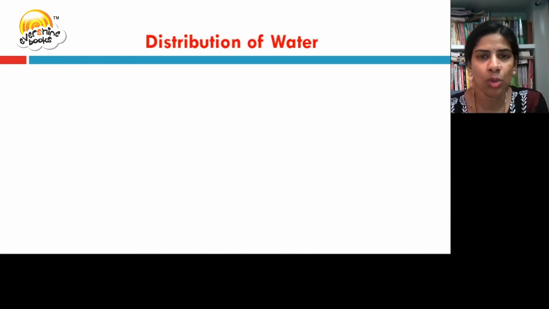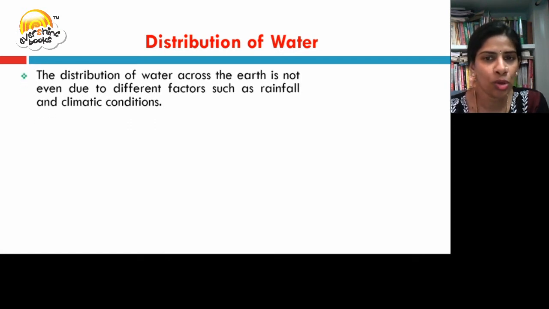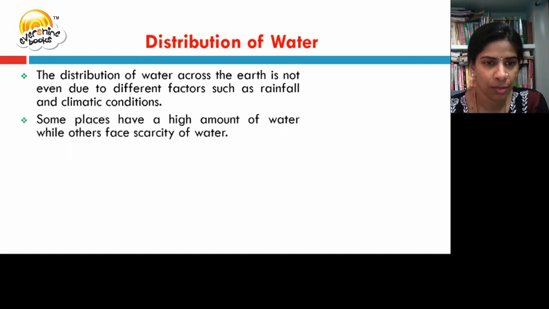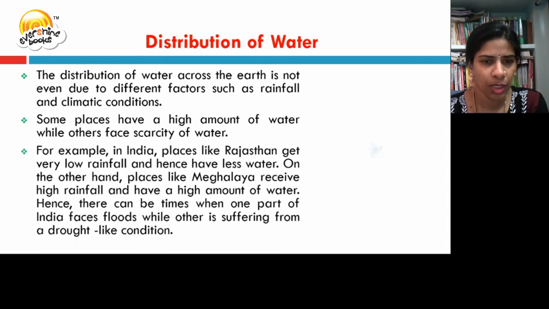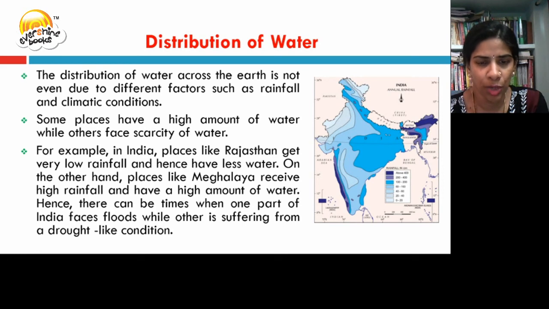Let us now discuss how the water has been distributed. The distribution of water across the earth is not even. This is due to the factors of rainfall and climatic conditions. Some places have a high amount of water while others face scarcity of water. In India, places like Rajasthan get very low rainfall and have very little water. On the other hand, places like Meghalaya receive heavy rainfall and get a high amount of water. Sometimes we see some places facing floods, while others are suffering from drought. This is the distribution of water. It is not even.